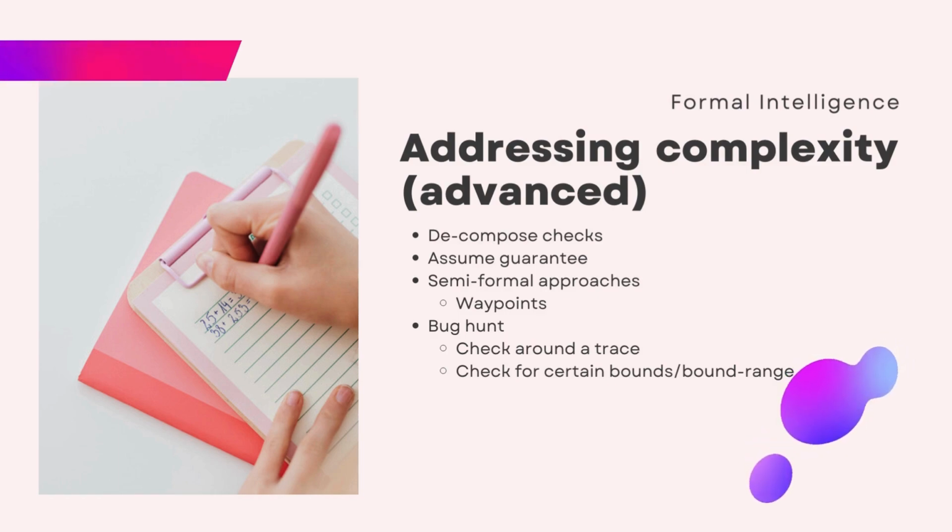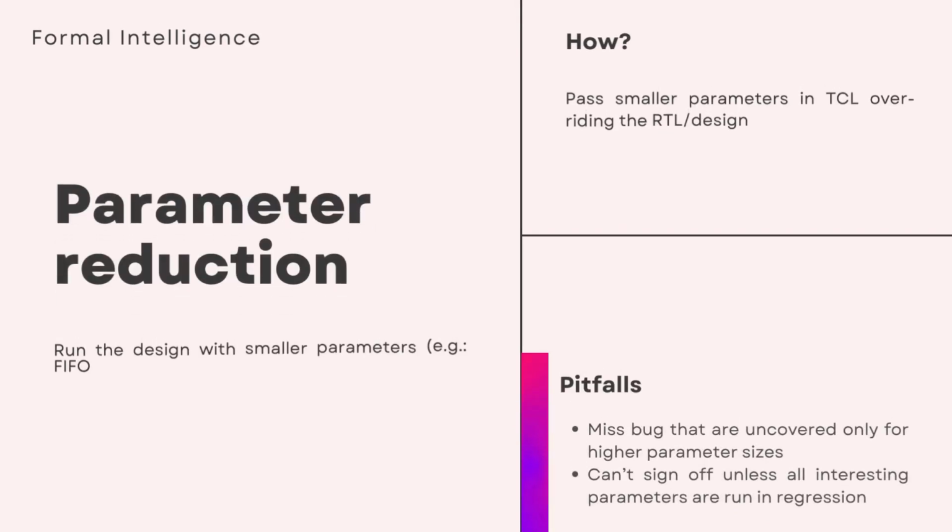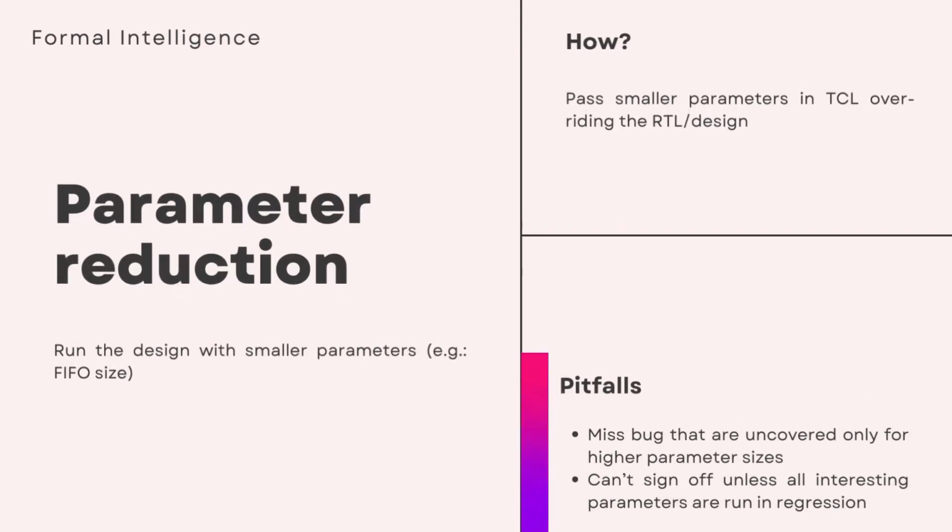These are the three broad categories of complexity reduction techniques. In this section, we are going to cover one of the basic techniques, which is parameter reduction. Parameter reduction is simply the way of passing a smaller parameter through Tcl so that you can override the higher value which is already set in the RTL. This reduces the state space and hopefully this will take you to deeper design bounds quickly.